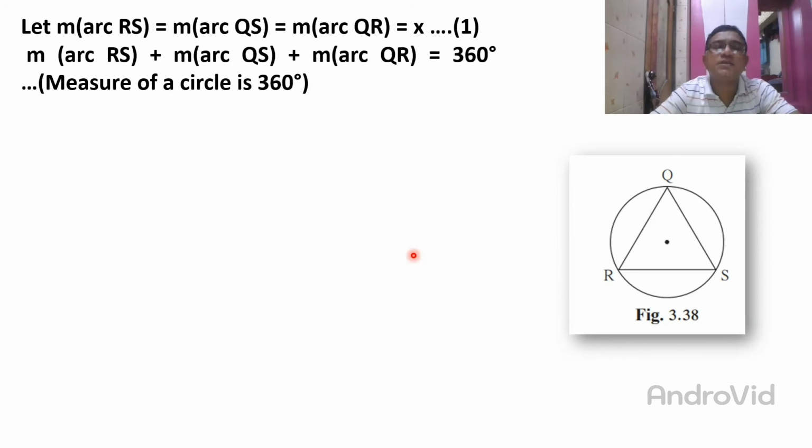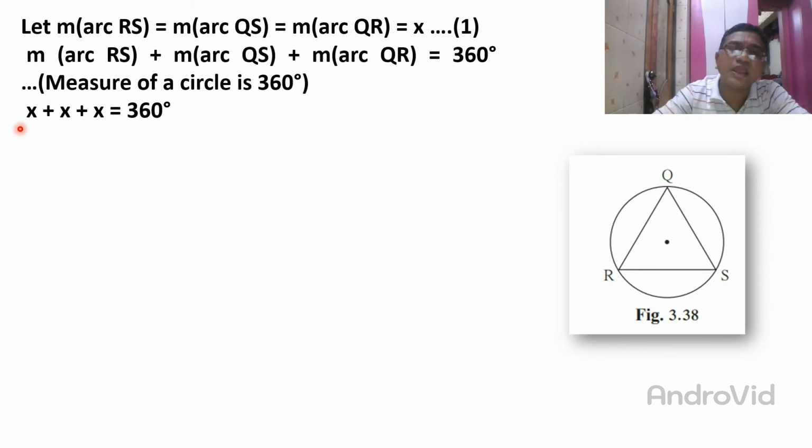So major arc RS plus major arc QS plus major arc QR is equal to what? 360 degrees, because the total circle is completed. So X plus X plus X, because each angular measure is not given, so it is considered X. Here it is written that arc RS has angular measure X, arc QS has angular measure X, and arc QR has angular measure X.